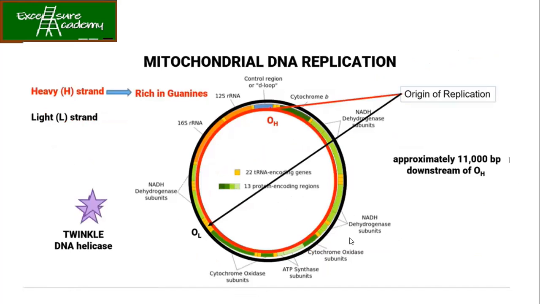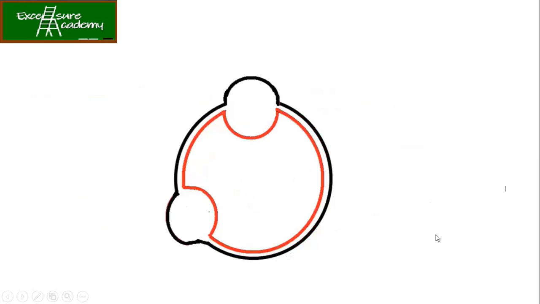Okay, now in order to start this, you need a helicase. In the case of mitochondria, it is known as twinkle DNA helicase. It does sound funny, but this is the name of the helicase of the mitochondrial DNA replication. It is the twinkle DNA helicase. So after that, what will happen?